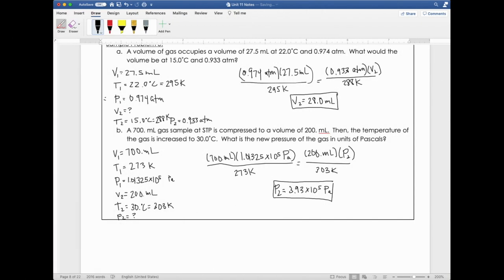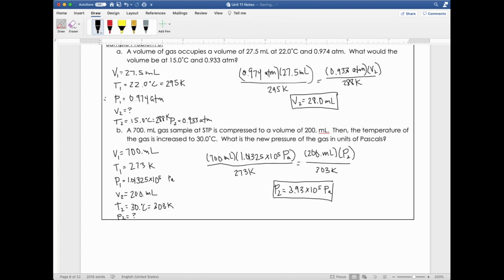So here is the answer for B. In this case, you have 700 milliliters of a gas at STP, so you know the conditions. The temperature is 273 Kelvin, and the pressure is 1 atmosphere. You might notice that I used units of pascals here, and that's because rather than doing a conversion at the end, I could just look on that chart and find what 1 atmosphere of pressure is equal to in pascals, because I'm going to need to find my answer in pascals anyway.